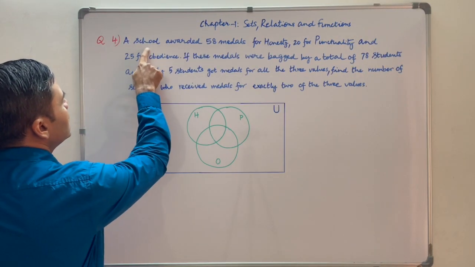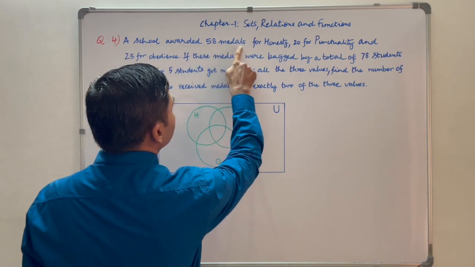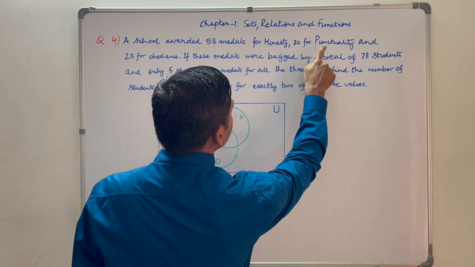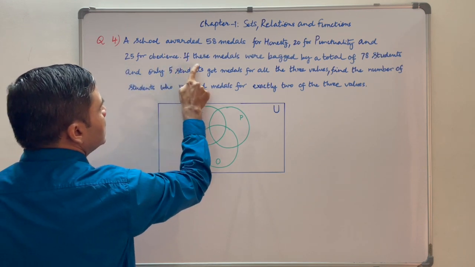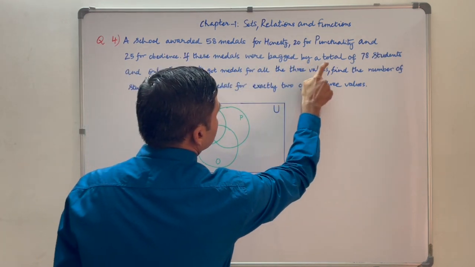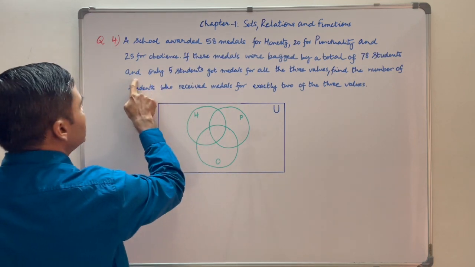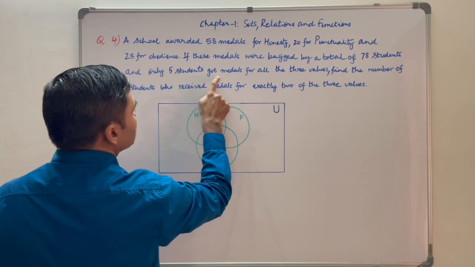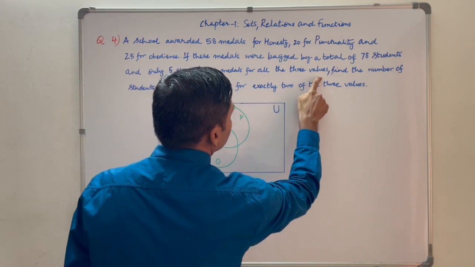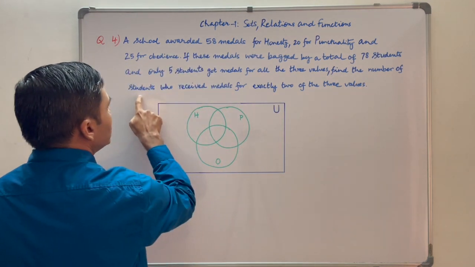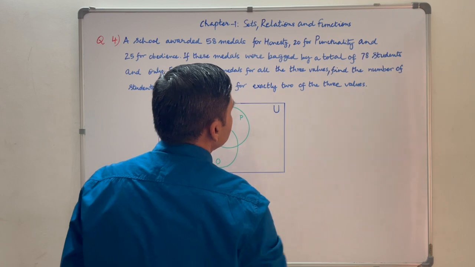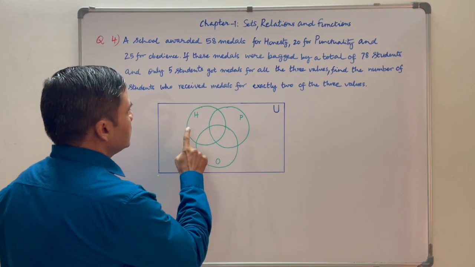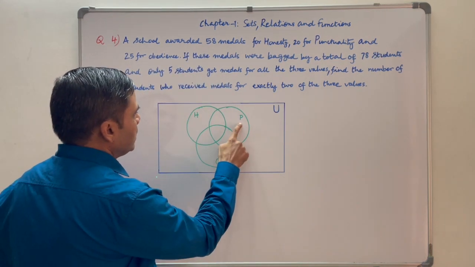Fourth question: a school awarded 58 medals for honesty, 20 for punctuality and 25 for obedience. If these medals were bagged by a total of 78 students and only 5 students got medals for all the 3 values, find the number of students who received medals for exactly 2 of the 3 values. Suppose these are 3 sets H, P and O.